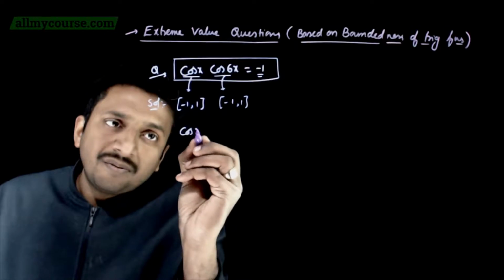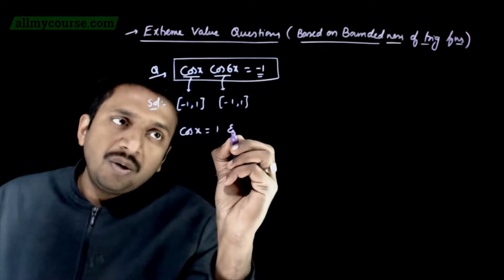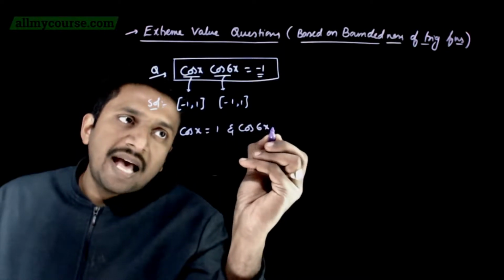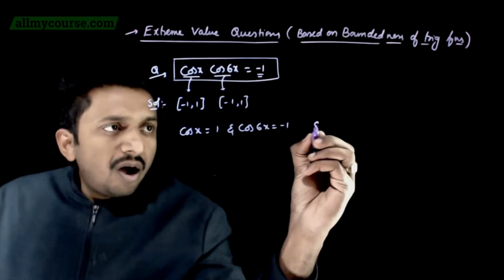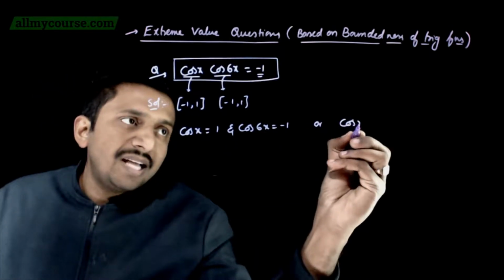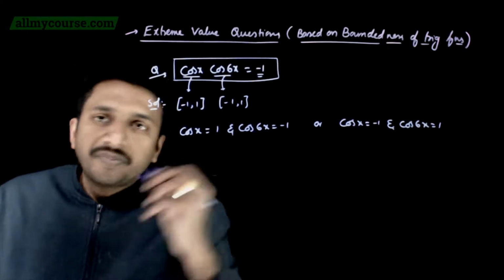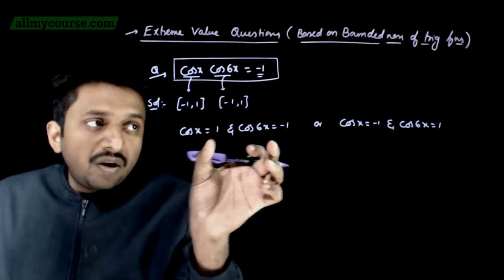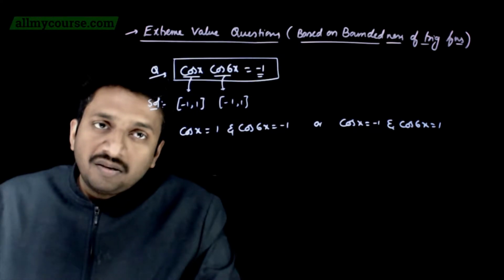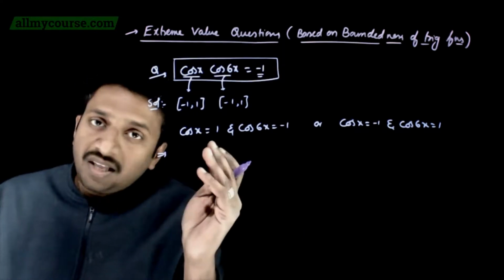So for this to happen, cos x has to be equal to 1 and cos 6x has to be equal to minus 1, or vice versa. It is cos x is equal to minus 1 and cos 6x is equal to 1. So for this to happen, one of these has to happen. So let us see the first case.